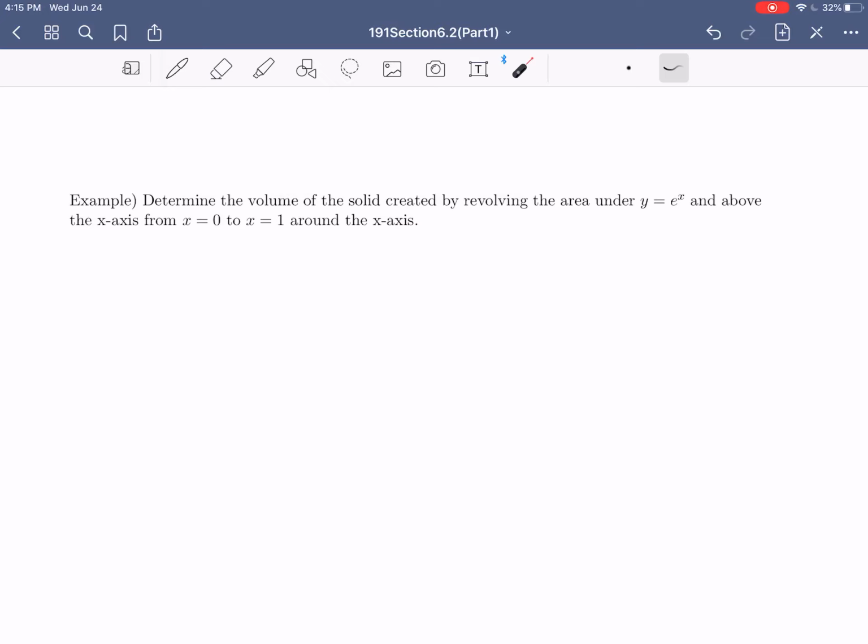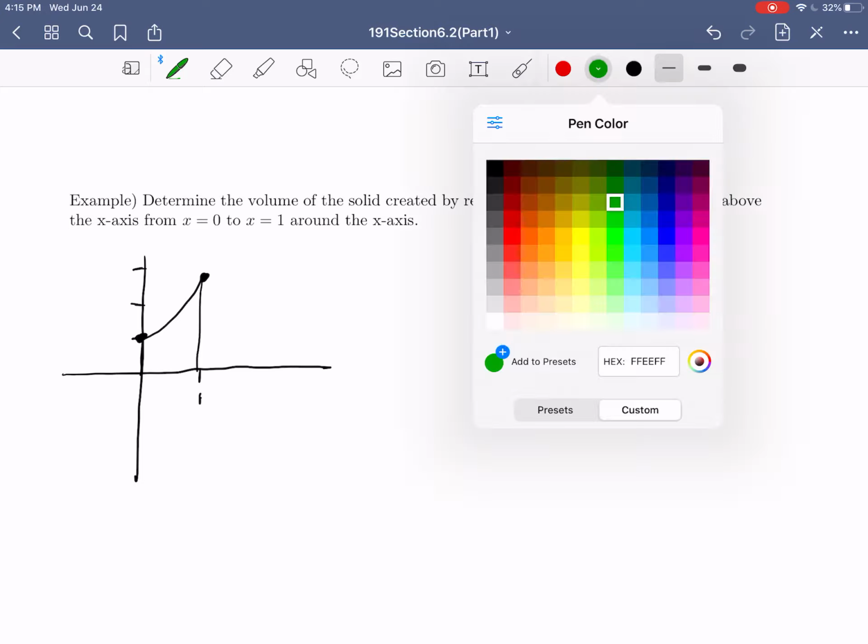Solids of revolution are definitely a little more complicated than calculating areas. For areas, we always wanted a diagram, and we definitely always want a diagram for solids of revolution as well. So let's draw that here. We'll give ourselves a nice big axis. We know we're talking about x equals 0 to x equals 1. Then we can go 1, 2, 3. Our curve is e to the x, so we know that it starts at 1, and by the time we're at x equals 1, we're at e, somewhere up there. And there's our exponential looking curve and our region, which we can shade in.